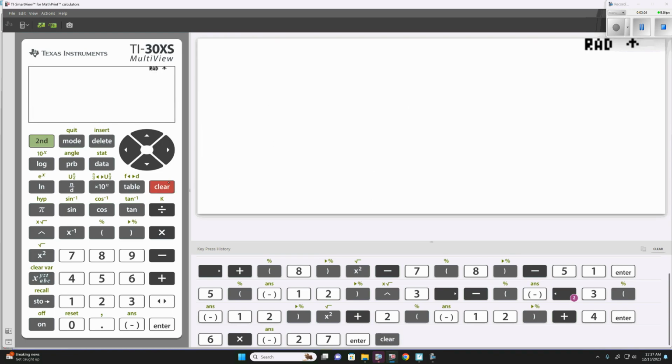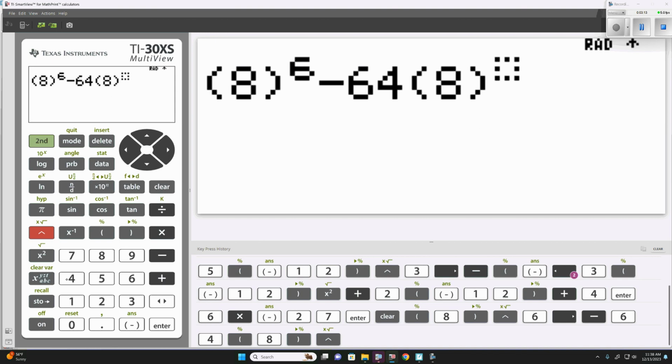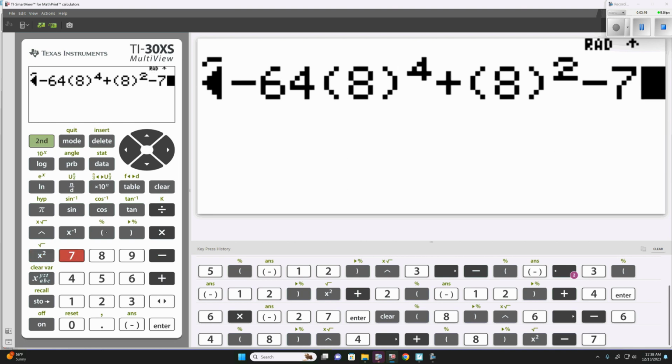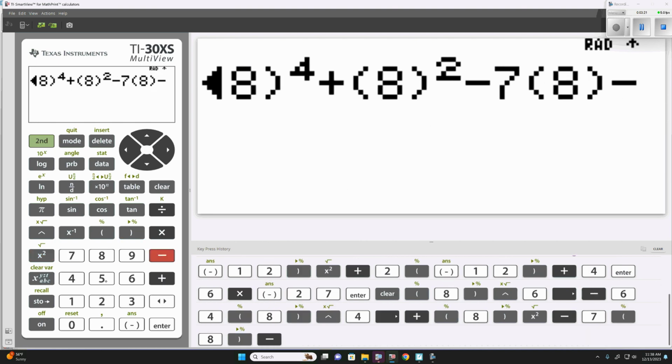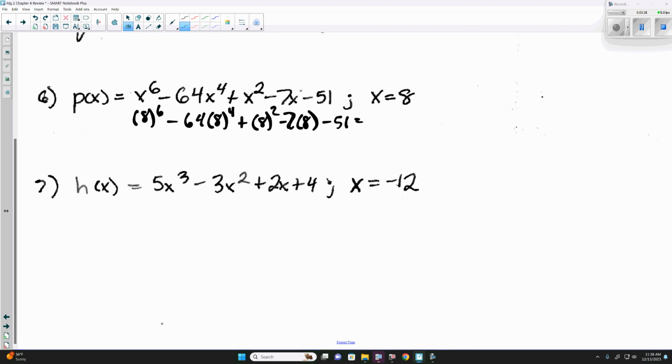Now at this point, we can plug the whole thing into the calculator. So we can say 8 to the 6th minus 64 times 8 to the 4th plus 8 squared minus 7 times 8 minus 51. When we type it all in and hit enter, we get negative 43. We replace every x with 8.